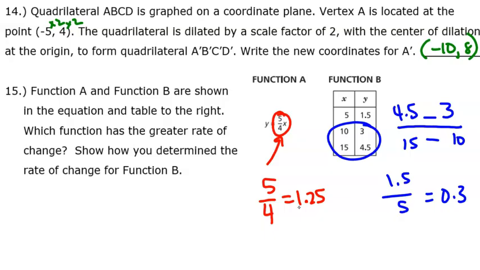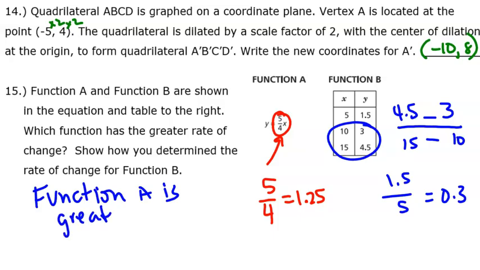So I know that 1.25 is greater than 0.3. So function A is greater because 1.25 is greater than 0.3.